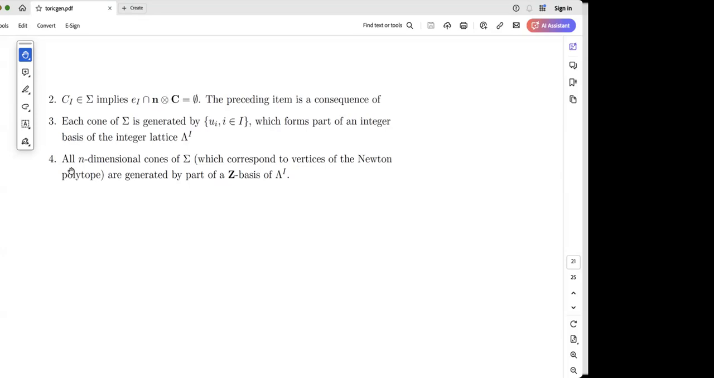All n-dimensional cones of sigma, which correspond to vertices of the Newton polyhedron, are generated by part of a Z basis of lambda super I, the integer lattice.